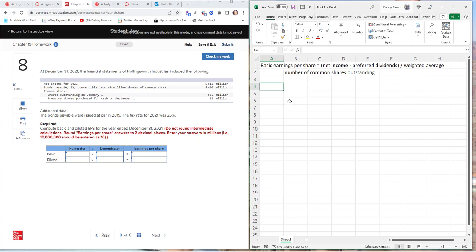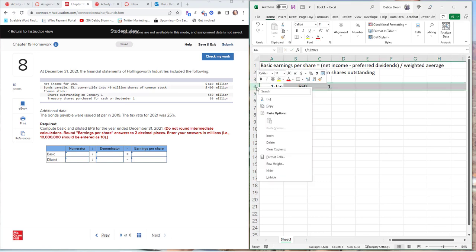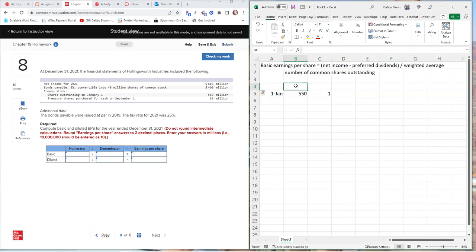Now to calculate the denominator, we're going to use the weighted average. So we're going to start off with the shares outstanding on January 1st. That is going to be 550 million. Now those shares are going to get a weight of 12 over 12. So in fact, I should note this: shares, weight, and then weighted average.